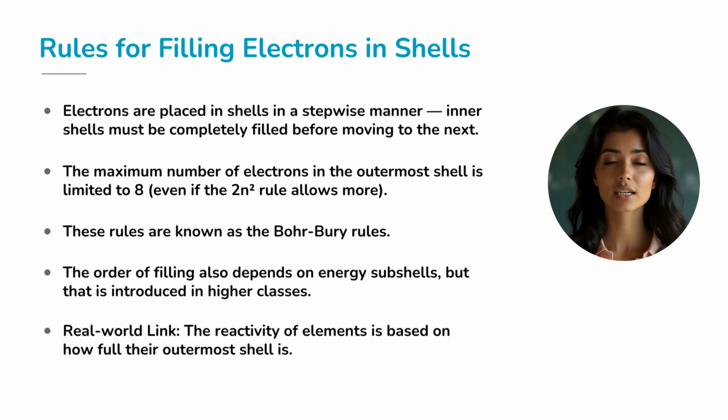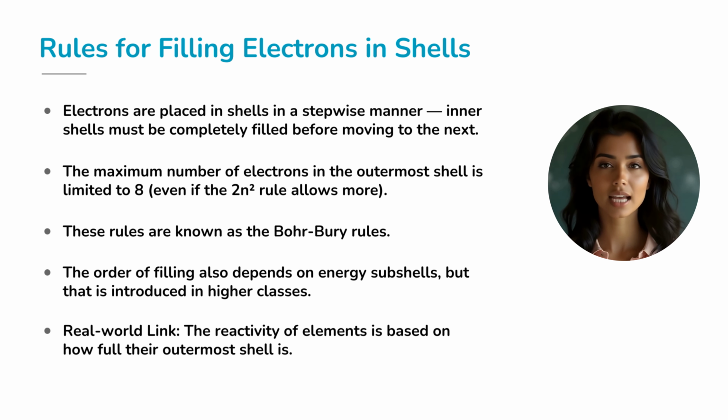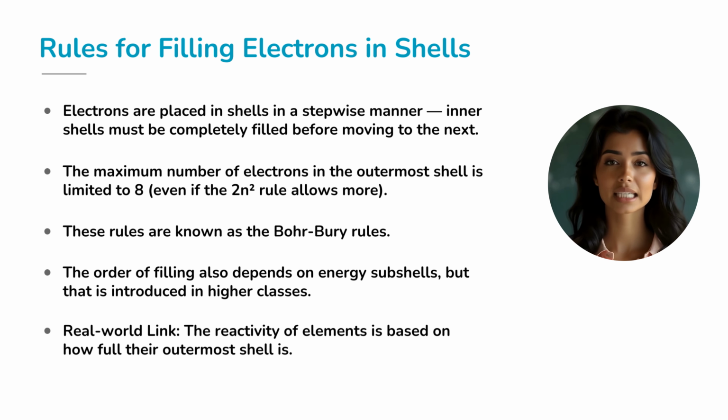Second, even if a shell can hold more by the 2n squared rule, the outermost shell can have a maximum of 8 electrons. That's because atoms seek stability, and having 8 electrons in the outermost shell is often the most stable configuration. It's called the octet rule. Noble gases like neon and argon are unreactive precisely because their outermost shells are full.